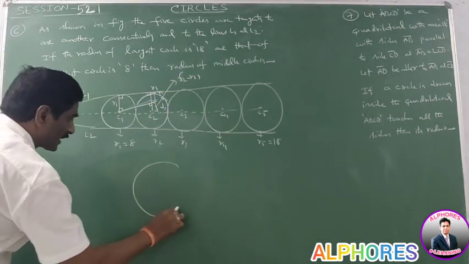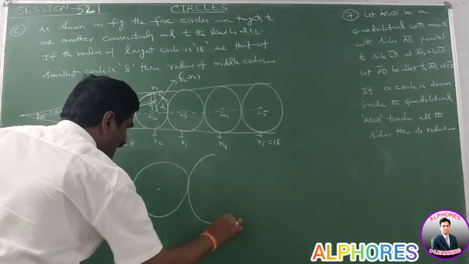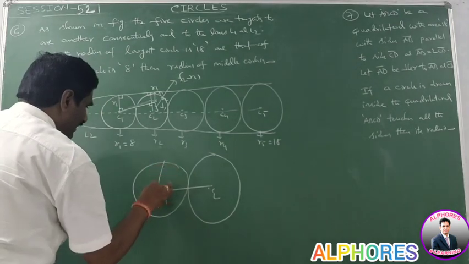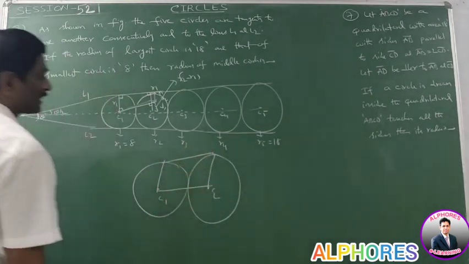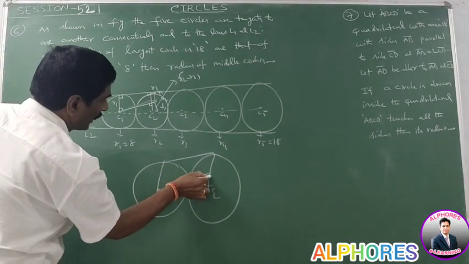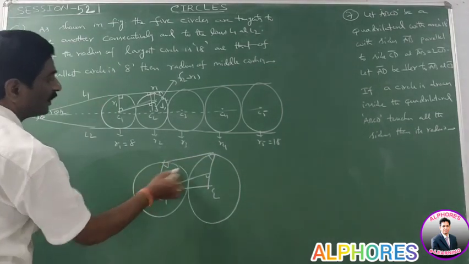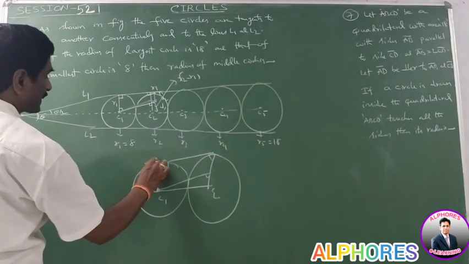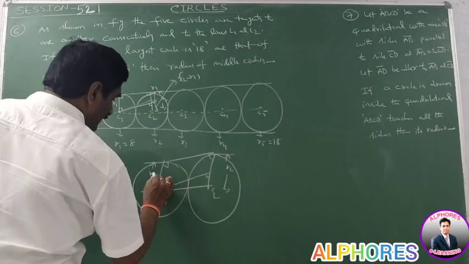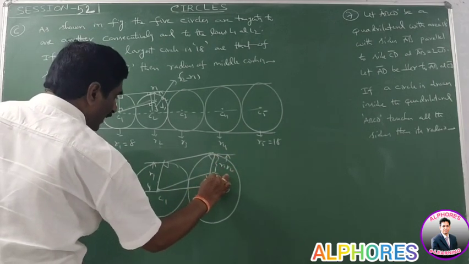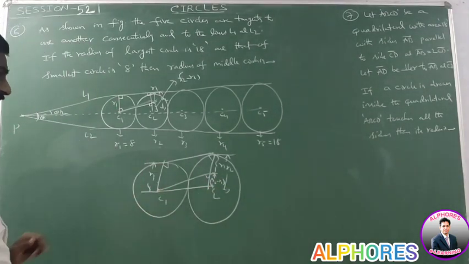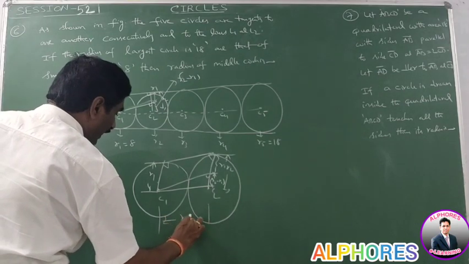Please observe this diagram. This is the first circle, this is the second circle, with centers C1, C2. They touch each other at this point. Suppose I draw a line parallel to this. This angle 90, this angle 90, this angle 90, so it must be a rectangle. This radius is R1, this radius is R2. This is R1, so this value is also R1. So this value is equal to R2 minus R1. Since the two circles touch each other externally, this value is equal to R1 plus R2.